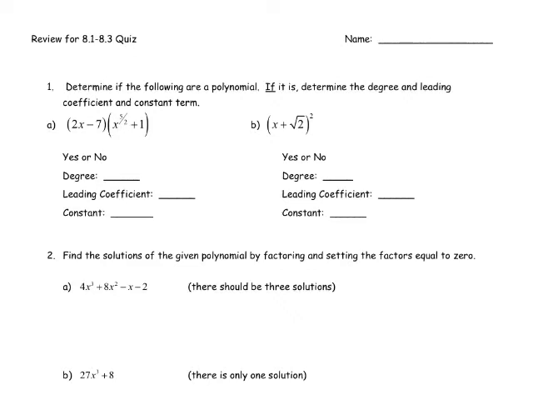All right, so this is a quiz review for Unit 8, days 1 through 3. So, number 1, this was what we started with, introducing the idea of a polynomial. And if it is, please read the instructions. If you say yes here, then determine the degree, the leading coefficient, and the constant term.